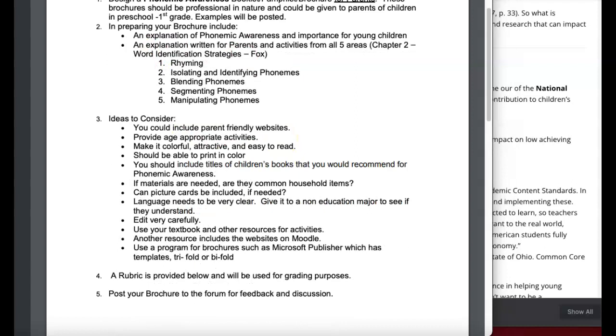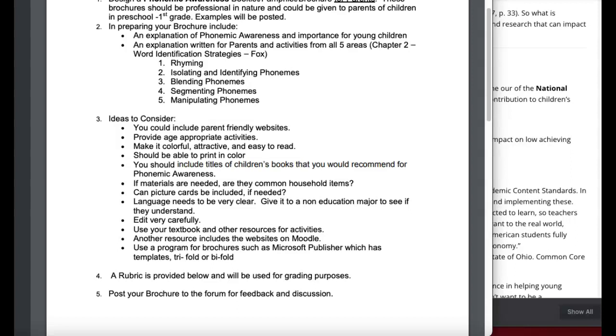Some ideas to consider: that you should include parent-friendly websites discussing phonemic awareness. Make sure that your brochure is colorful, attractive, and easy to read. Include titles of children's books that you would recommend for phonemic awareness. The language that you use needs to be very clear. Don't include educational jargon. Give it to someone who is not an education major to see if they understand.